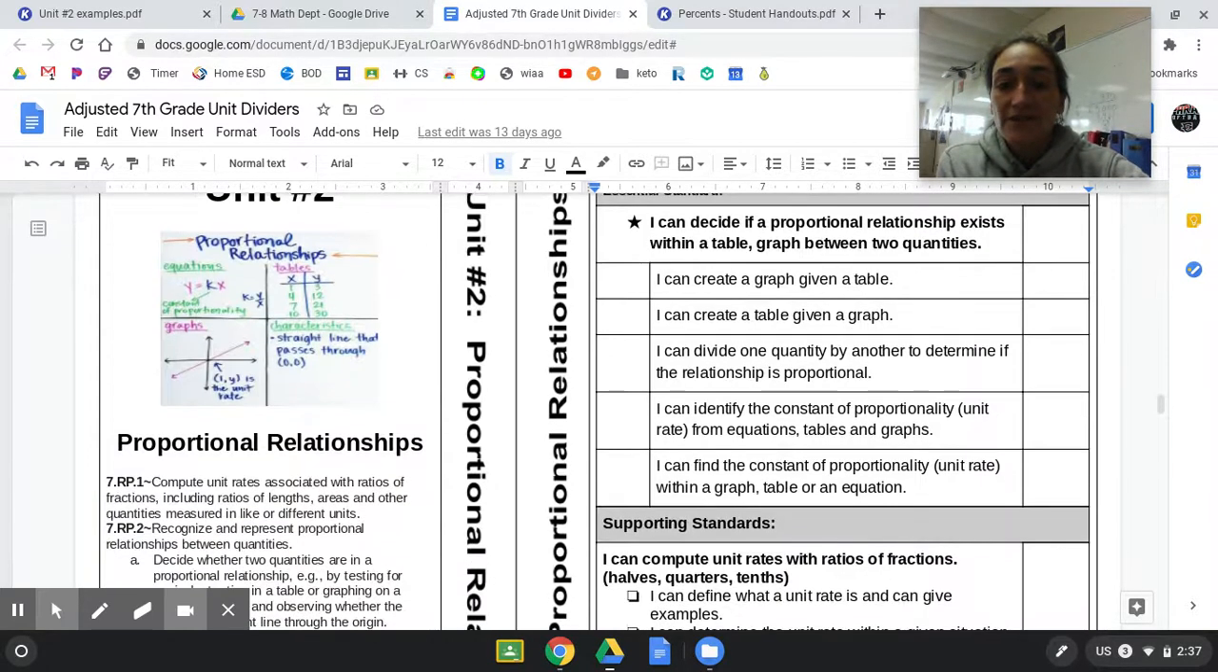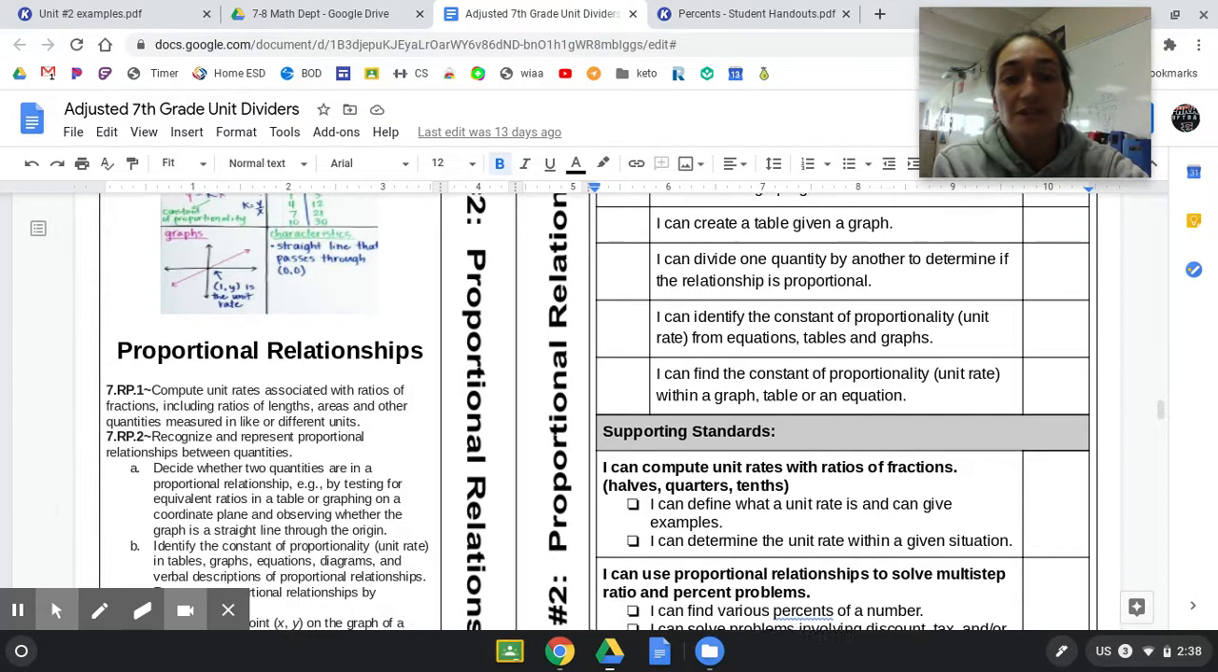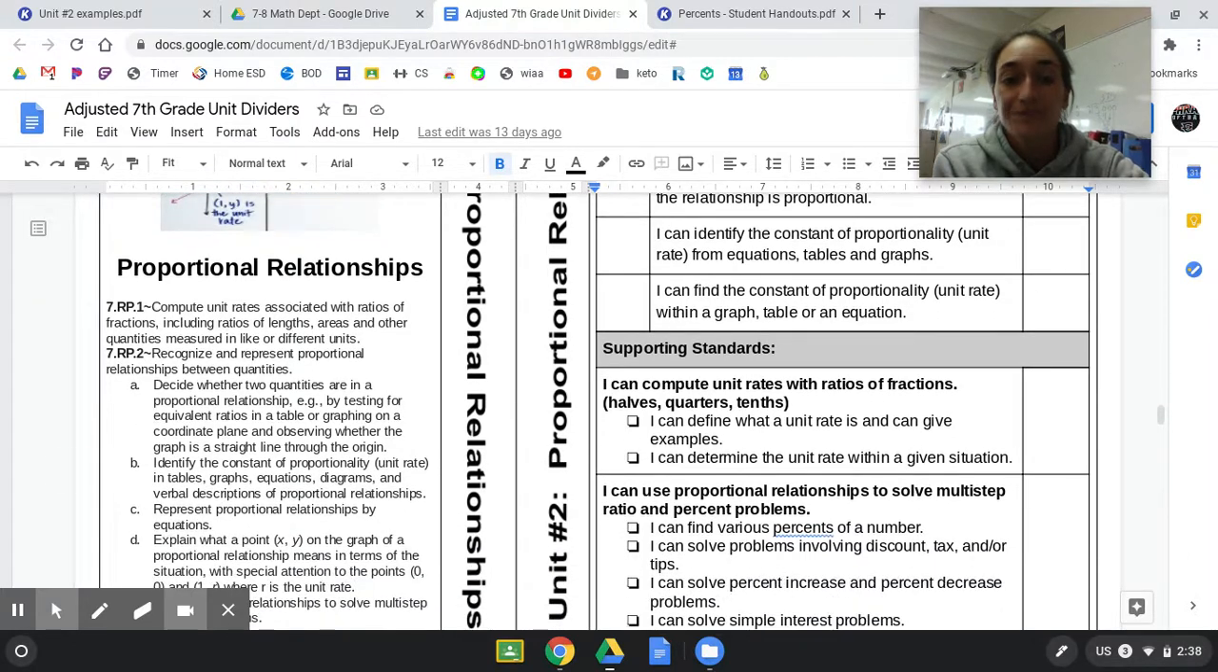I can identify the constant of proportionality, which is unit rate, from equations, tables, and graphs. And I can find the constant of proportionality or unit rate within a graph, table, or equation. Okay, there will also be some supporting standards you'll be expected to know. I can compute unit rates with ratios of fractions. You have to be able to do that supporting standard in order to compare them or understand proportionality.